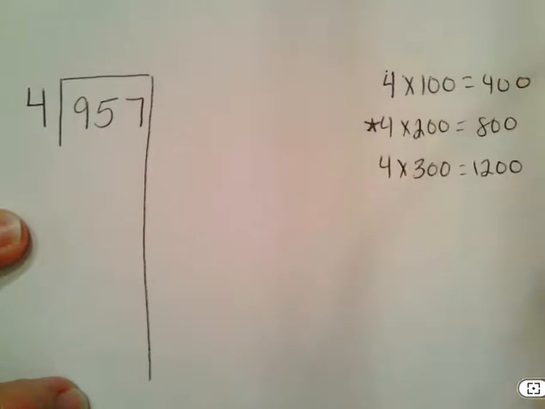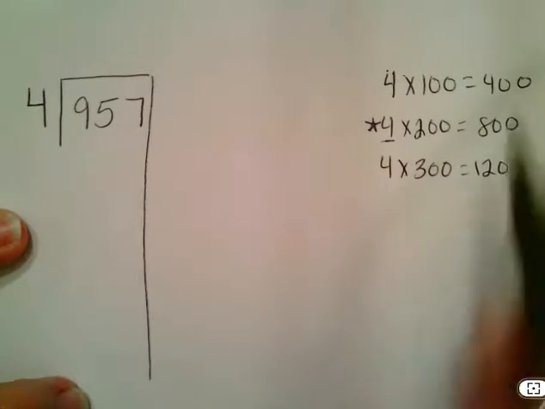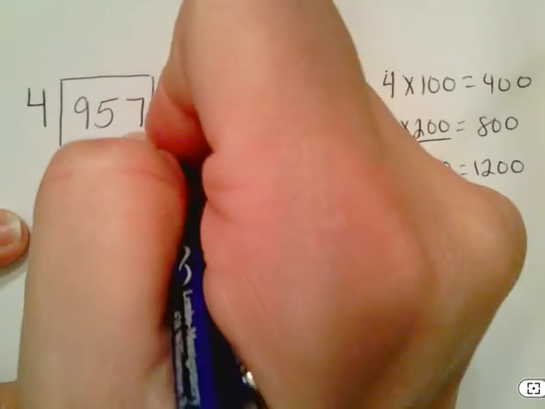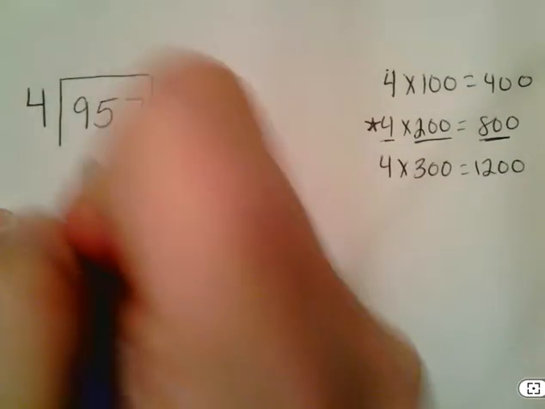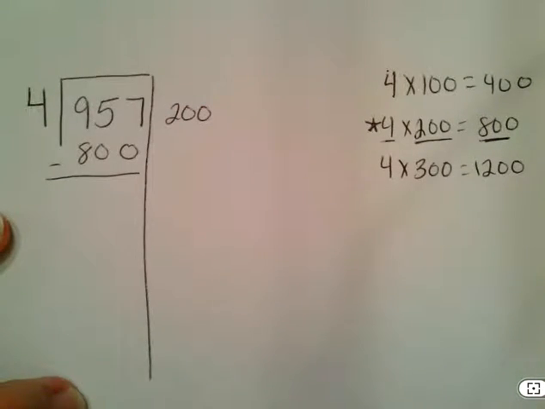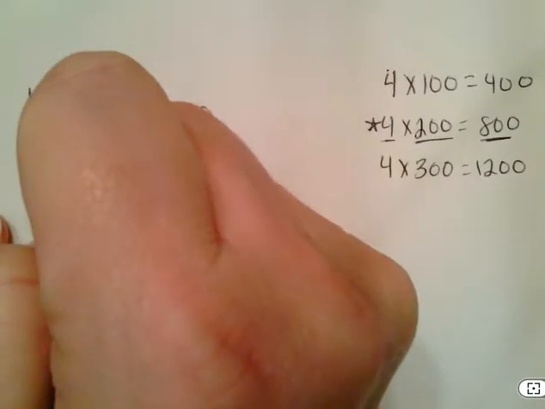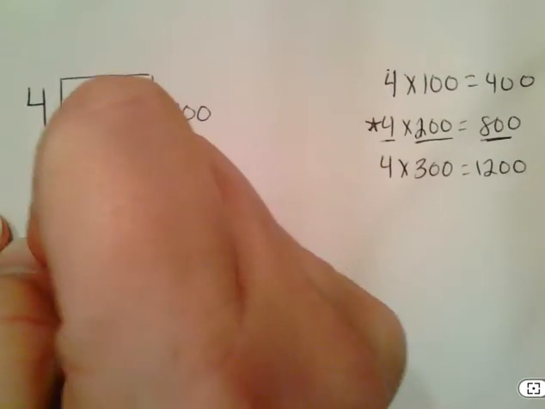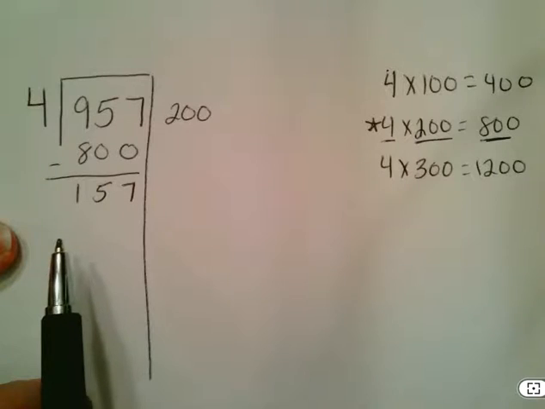So I'm actually going to use this guy right here. Now my 4 is already there. Okay, my 200 I need to remember to put right here. And then our 800 goes right here. And I am now going to subtract 957 minus 800. 7 minus 0, 5 minus 0, 9 minus 8 is 1. So we've gotten a really big chunk out of there. So now I need to break down this 157.